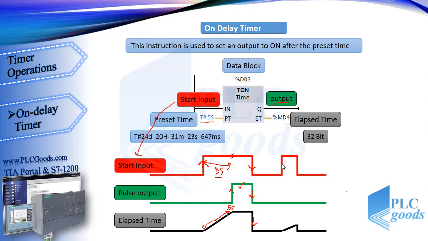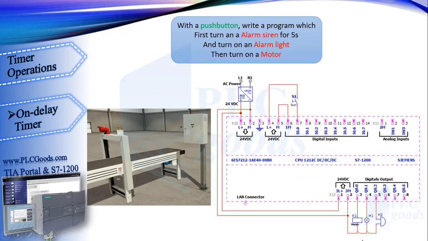Now, see here, if the start input goes to 1 and comes back to 0, before ET output reaches the preset time value, the output will remain off. For example, if we have a pulse for 2 seconds, which is less than preset time, the output will be off. Now, let's do an exercise.